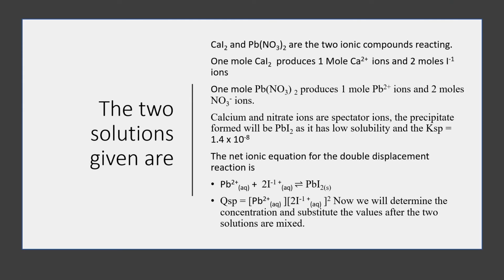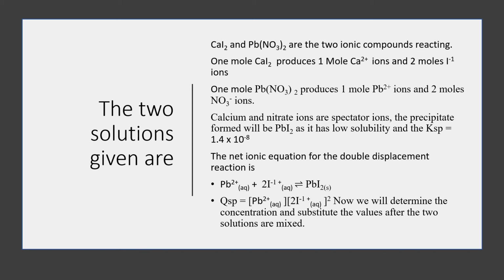So the two solutions that are given are calcium iodide and lead nitrate. You already know that if you take 1 mole of calcium iodide, it dissociates to give you Ca2+ and 2 I−. So every time you take 1 mole of calcium iodide, it produces 1 mole of calcium ions and 2 moles of iodide ions. And that is something that you should have in mind right away.